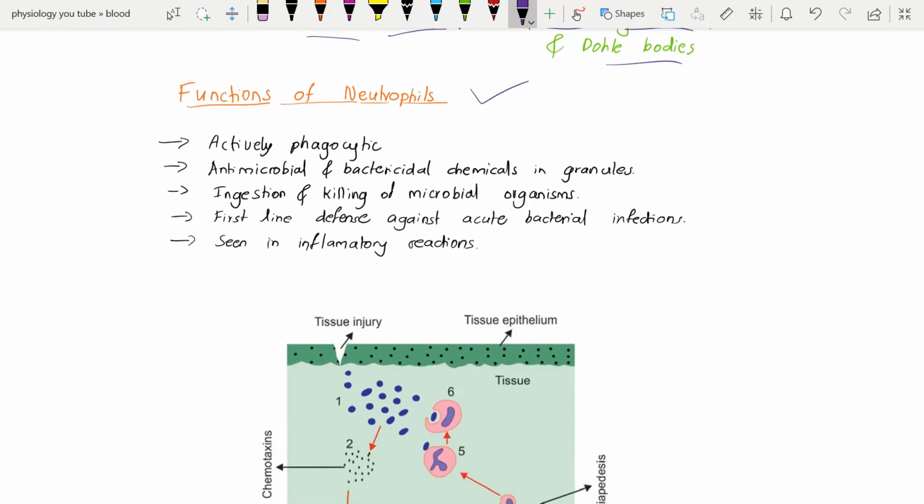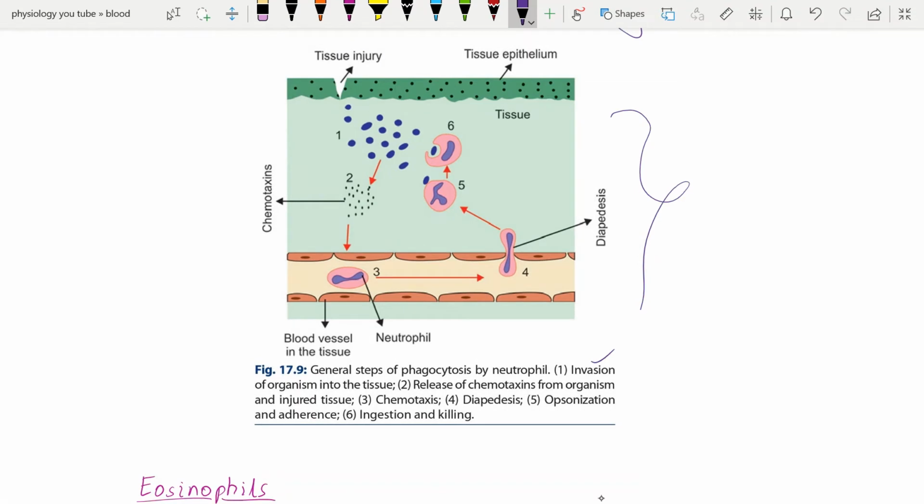Functions of the neutrophils: they are actively phagocytic, antimicrobial, with bactericidal chemicals in granules, and ingestion and killing of microbial organisms, first line defense against acute bacterial infections, and seen in inflammatory reactions. When there is inflammation, you can see neutrophil infiltration into the tissues. Here is everything about phagocytosis. There is a separate competency for this phagocytosis. I am going to cover it in that video.